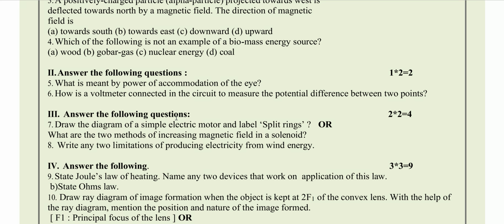Answer the following questions. Draw the diagram of a simple electric motor and label split rings. Here you should be very much careful. Look, if they are asking for a diagram in the question, then you have to draw the diagram. After that, only as many names as they give you to label, you have to label only that many.